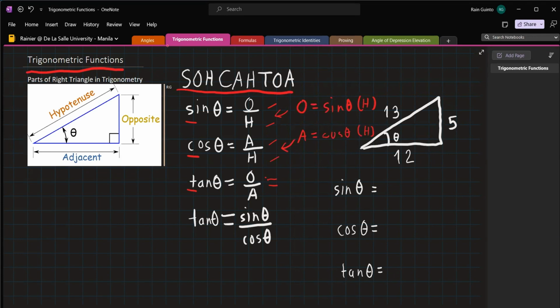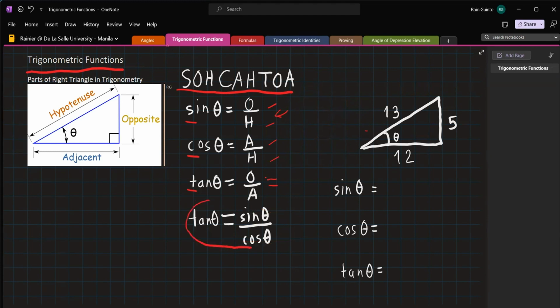We derived it from the definition of the cosine function in the context of a right triangle under SOHCAHTOA. So if we divide O by A, we can cancel out h, and that leaves us with sine over cosine. And that's why we also have this identity: tangent theta is equal to sine theta over cosine theta.